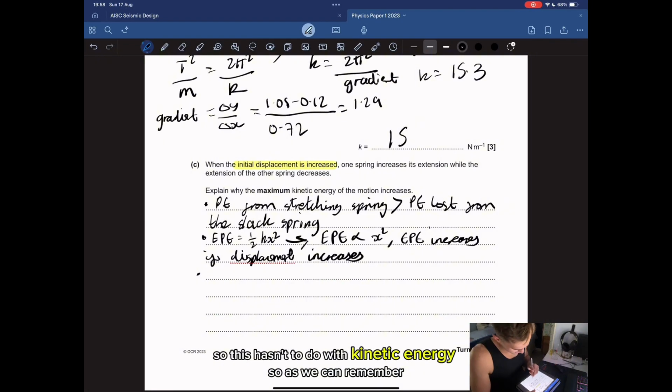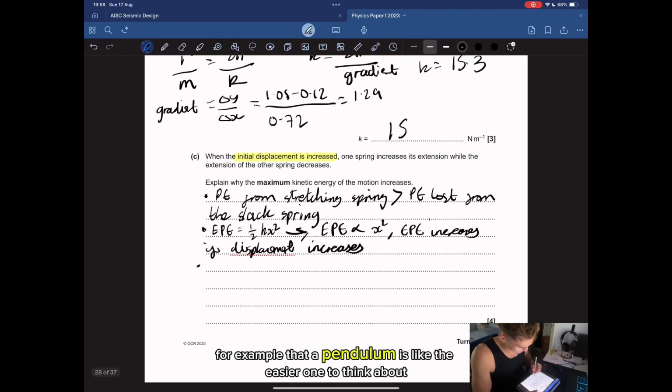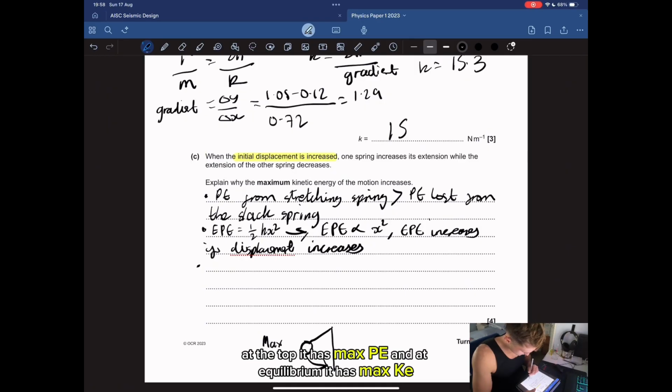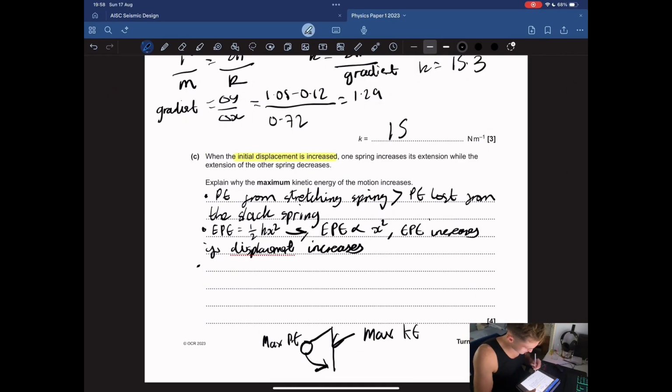As we can remember, for example with a pendulum, which is the easier one to think about, at the top it has max PE, and at equilibrium it has max KE. So more potential energy means more is transferred to kinetic energy during oscillation.